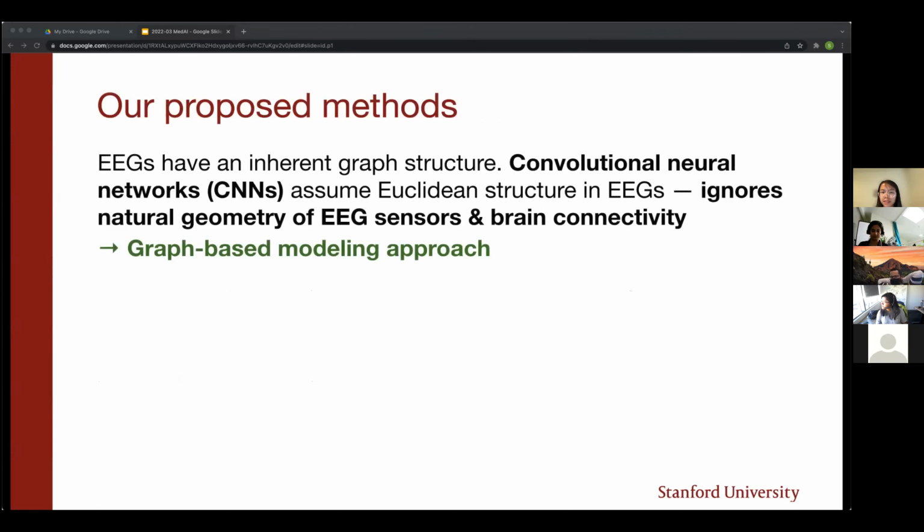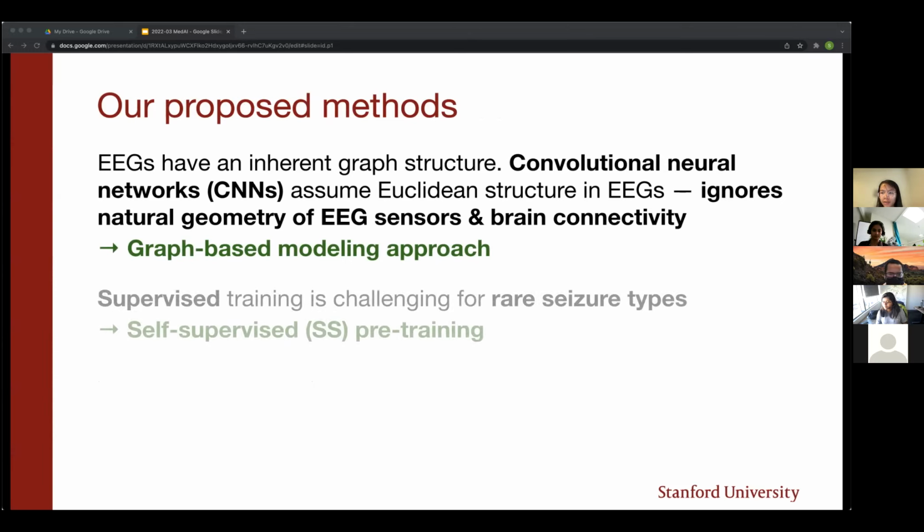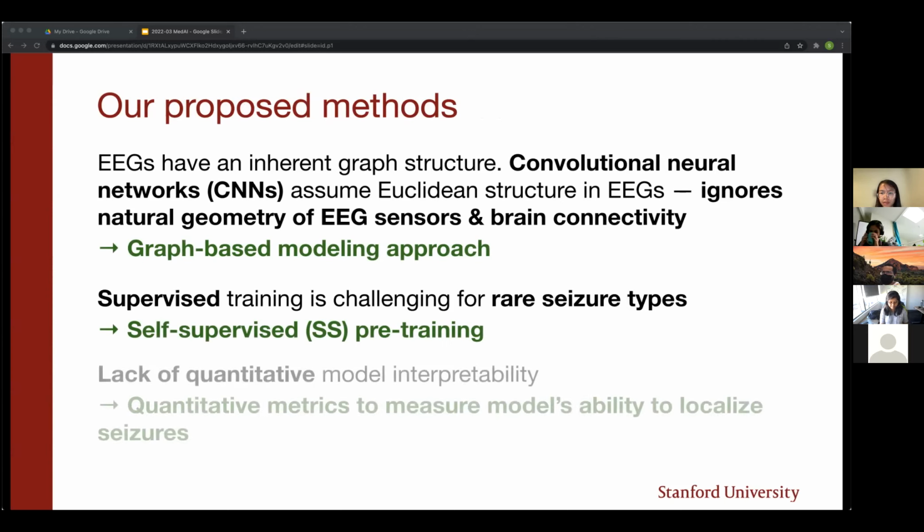In order to address these limitations, we propose a graph-based modeling approach instead of CNNs, as well as a self-supervised pretraining approach to improve the model performance, particularly on rare seizure types. We also propose quantitative metrics to measure the model's ability to localize seizures.